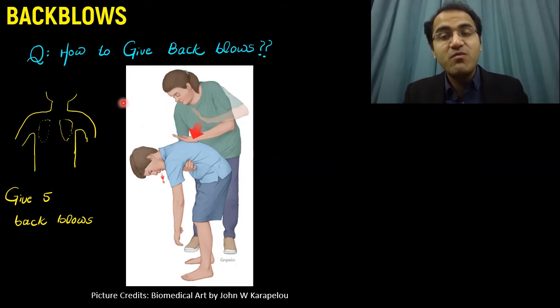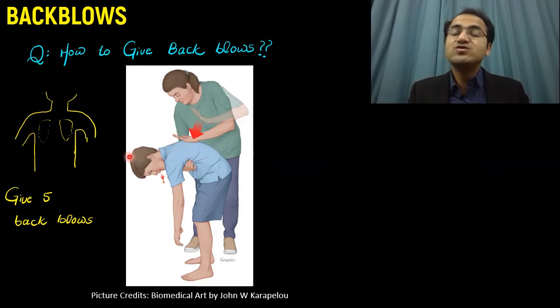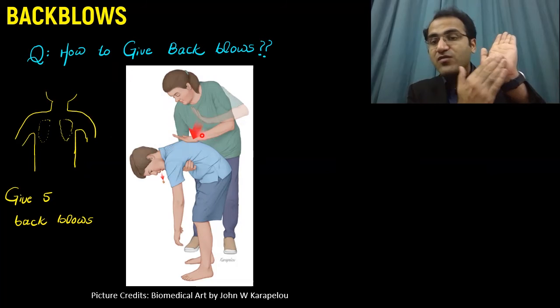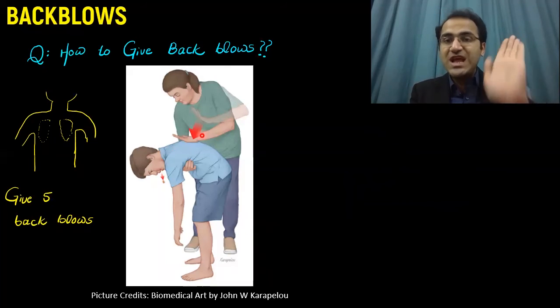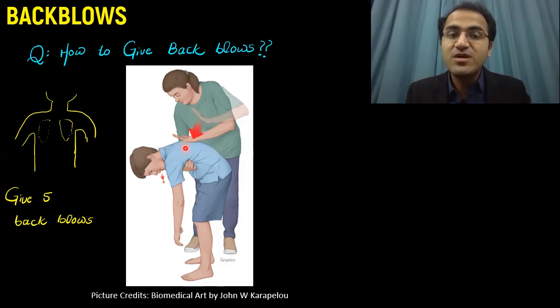Now, how to give back blows? What you do is that you lean the patient over on your one hand and you slap the patient's back with the heel of your other hand. That is how you give the back blows. You give 5 back blows to the patient who is choking.